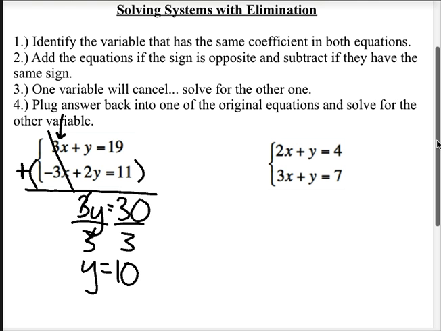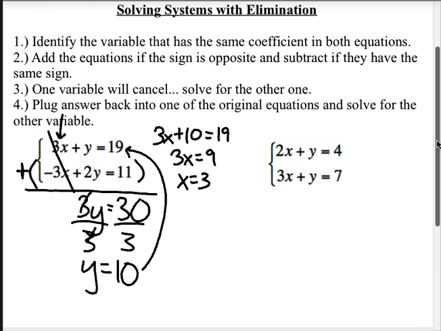Now, of course, I'm not quite done yet because I need to get an x value. Well, now that I know y, I can simply toss that back in. So 3x plus y, which we know is 10. And now I just get to solve that because now I know what y is. So subtract 10, divide by 3, and I get an x of 3. So my solution to that system is going to be the point (3, 10).